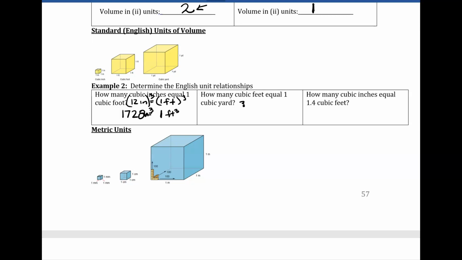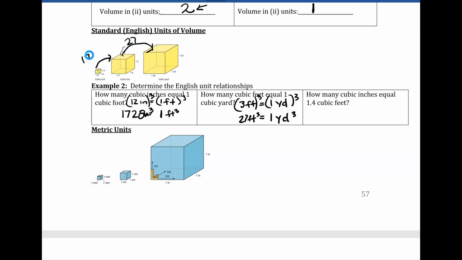So there are 3 feet in 1 yard. And if I want to know the cubic conversion, I'm just going to cube both sides. 1 cubed is 1 cubic yard. 3 times 3 times 3 is 27 cubic feet. Okay, so it means there's 27 of these guys that fit into this larger one.